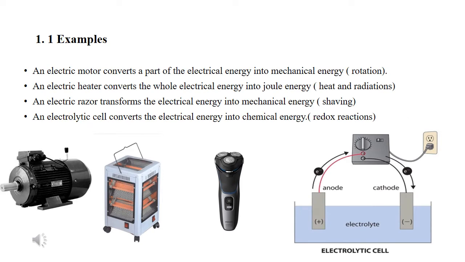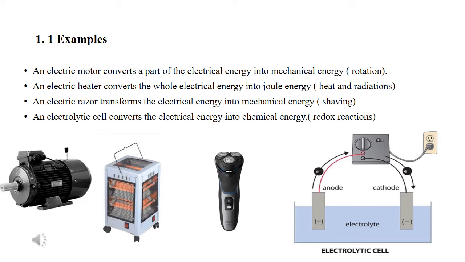So, electric receivers are electric components that convert the electrical energy into another form of energy. I will give you here some examples. For example, the electric motor converts a part of the electrical energy into mechanical energy characterized by rapid rotation.